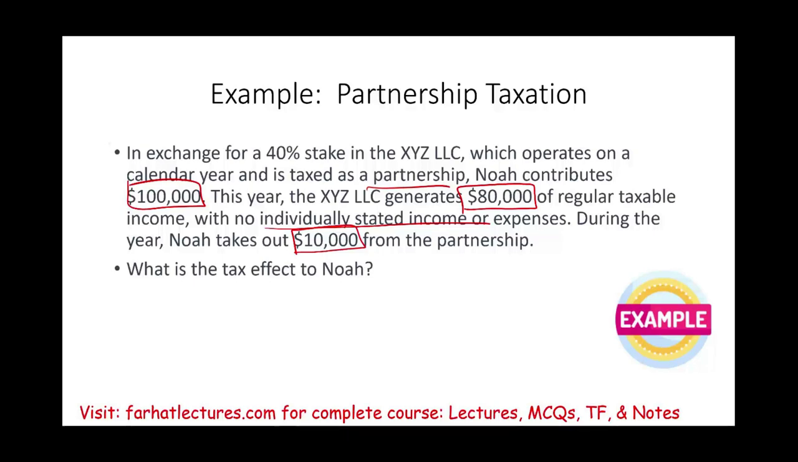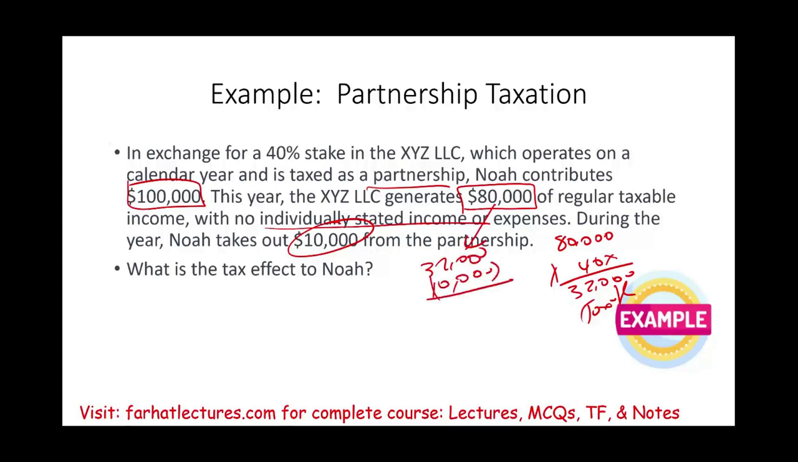What's wrong is to take 10,000 and say the tax effect is 10,000 because Noah takes 10,000. No, it does not matter. If the partnership generated 80,000, Noah's share is 40%, so Noah will have to allocate 32,000 to their income as taxable. Now, Noah took 10,000. That's not taxable because the whole 32,000 is taxable. Of the 80, Noah's share is 32, and we can assume this 10,000 is coming from that 32.